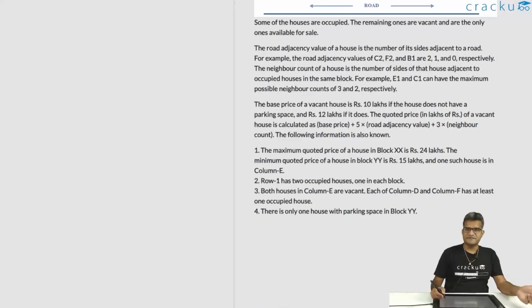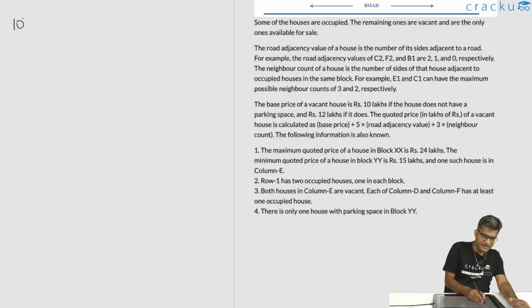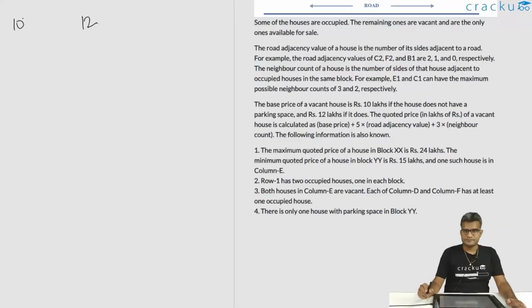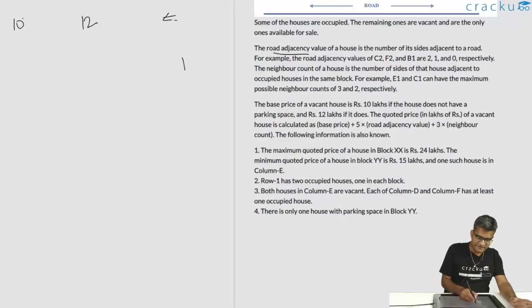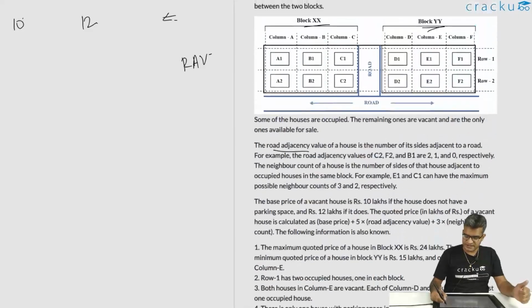And the price for every house, if it has a parking space, is 12 lakhs. If it has no parking space, it is 10 lakhs. So it can be either 10 or 12 based on the house itself. Based on the road access, we have something called the road access premium. It is road adjacency value. This is RAV.